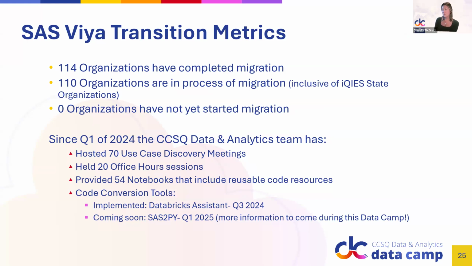A little overview of all of the sessions and items that we have hosted during this transition. We've had 70 use case discovery meetings, 20 office hour sessions. The team has provided 54 notebooks that include reusable code resources, so that number will grow after this data camp, of course. And then we have Databricks Assistant, which was implemented in Q3 of 24. And as mentioned earlier, SaaS to Pi will be available very soon. Next slide, please.